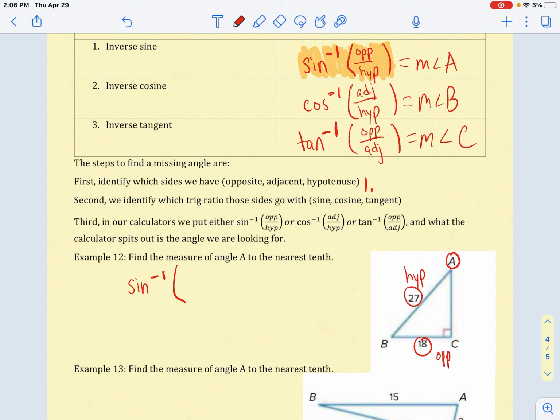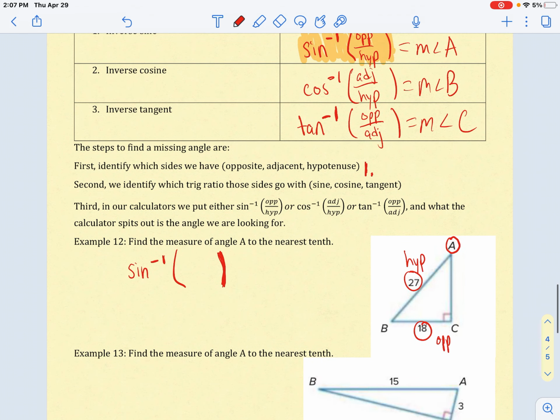Now, what numbers do I put in the parentheses? Well, instead of putting an angle, because I don't know the angle, that's what I'm trying to find, I'll put the ratio in, so the opposite over hypotenuse. So that's 18 over 27. And that will spit me out the measure of angle A.